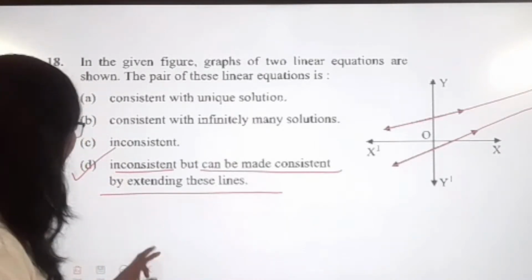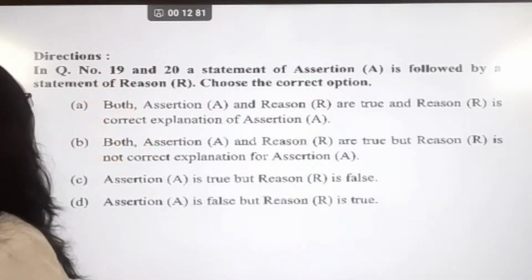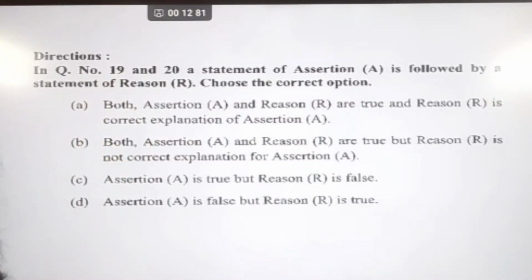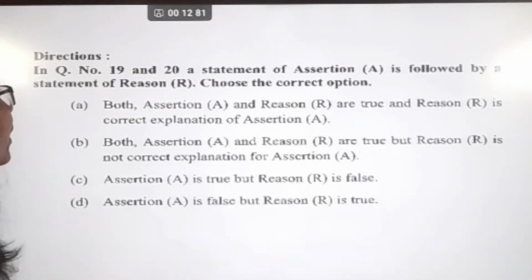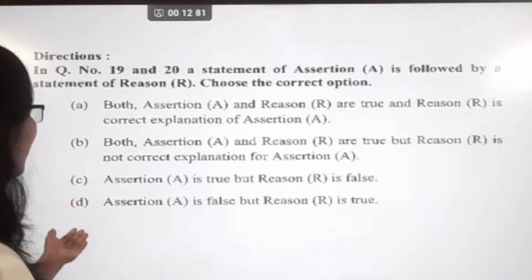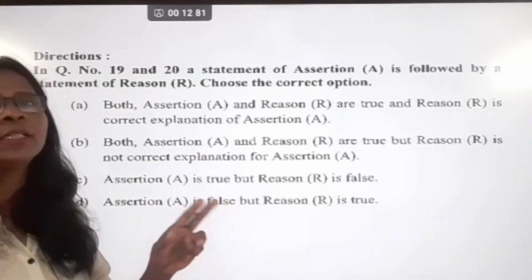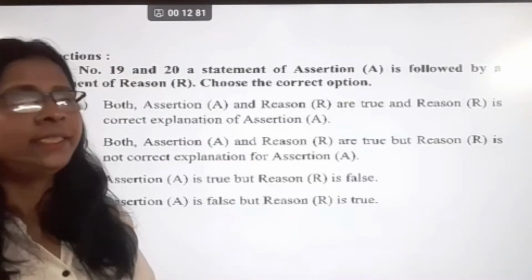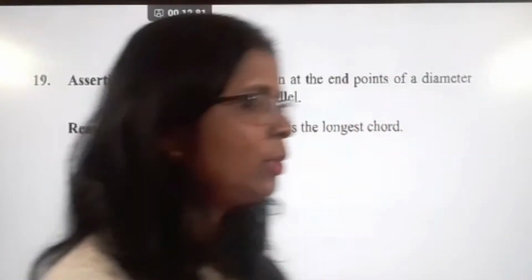Okay. Then the next one, students, examples 19 and 20 are for assertion and reason. Statement of assertion A is followed by a statement of reason R. Choose the correct option. So there are options A, B, C, D. You are familiar with these options, and they are combined for the 98th and the 28th example. So see the 98th example, students.